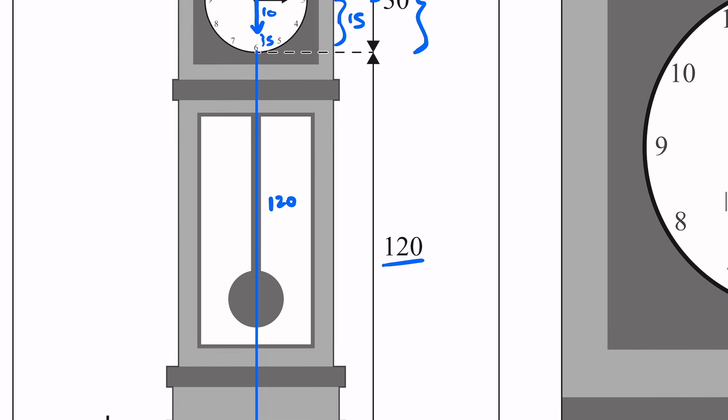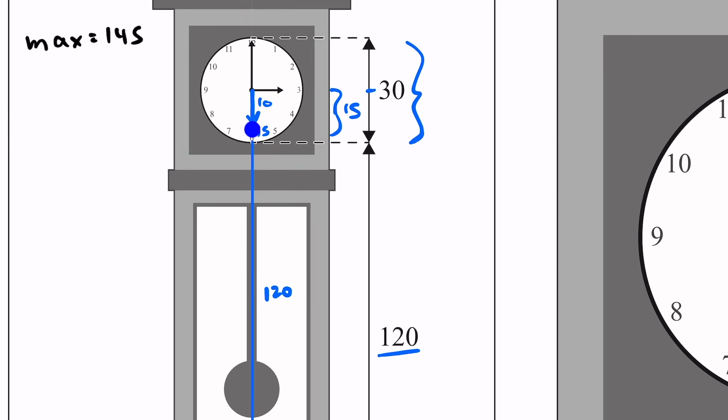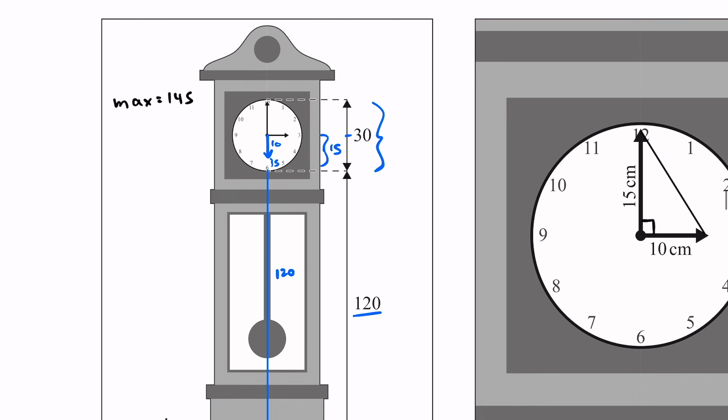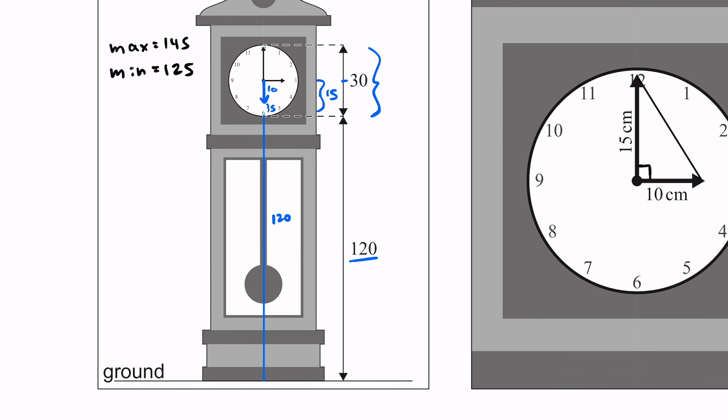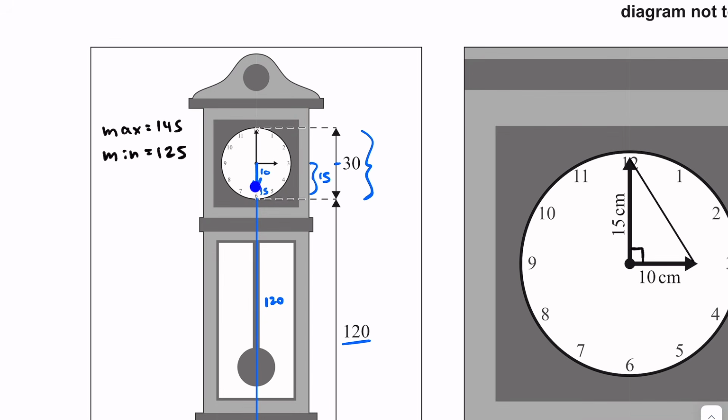120 plus 5 right here. So the minimum point that this hour hand reaches is going to be 125. Minimum equals 125. So once again, it starts at a base of 120. If it swings all the way down here, we're going to be 10 centimeters below this midline. This midline itself is 15 above 120, or 135. Take away 10 from that, and we're at 125. So max is 145, min is 125.